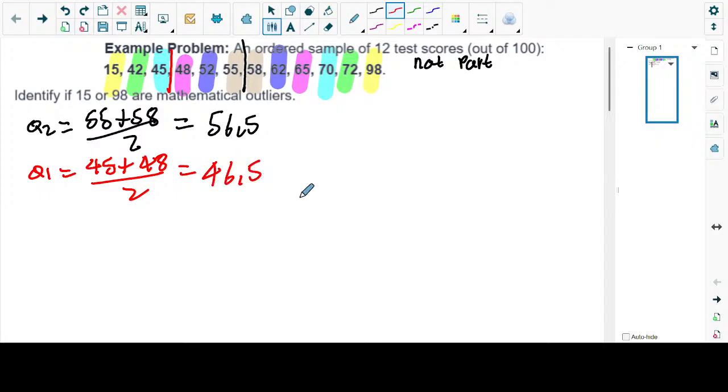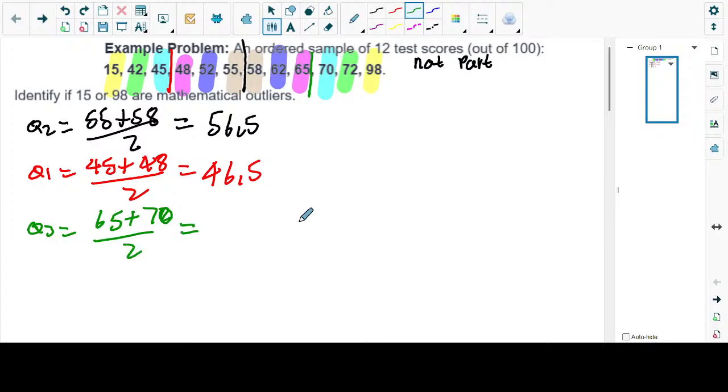So now you're looking for Q3. When you're looking for Q3, we're going to do the same thing. 58 goes with 98, 62 goes with 72, 65 goes with 70. It's going to be in between 65 and 70. So Q3 is equivalent to 65 plus 70, all over 2.